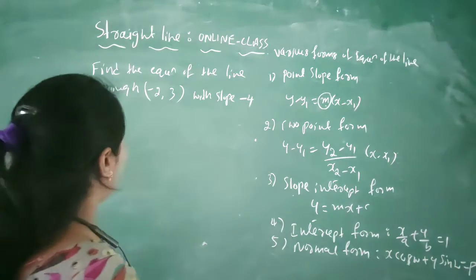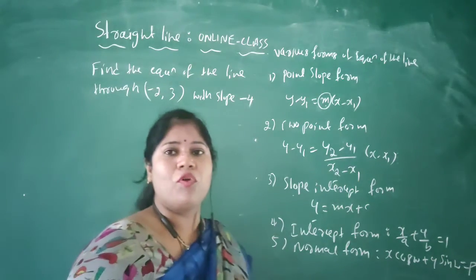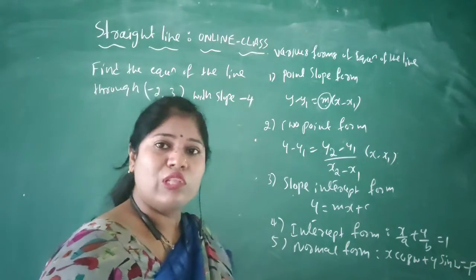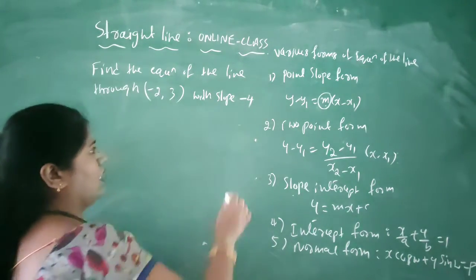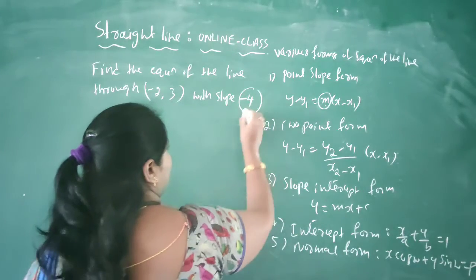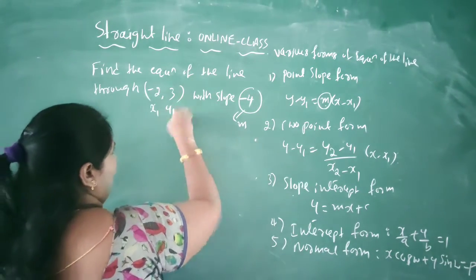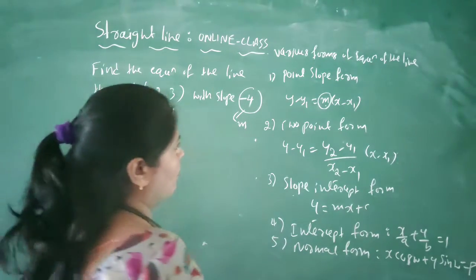Okay, of the line through the point. What will be the point? The vertex is (-2, 3) with slope. This is the m value. Okay. Slope is m, no? And this is x1, y1.